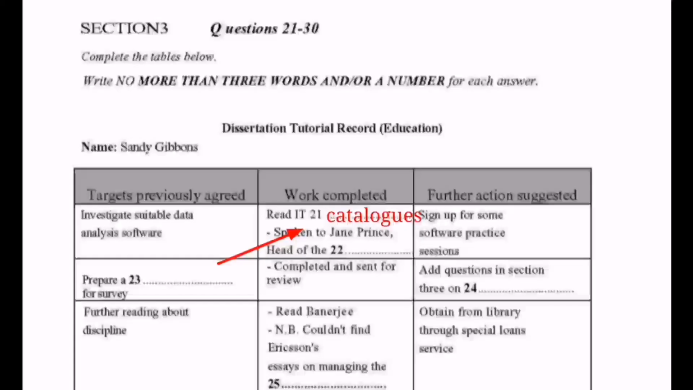That's a good idea. So our answer for question number 21 is catalog, because in the audio we listened to: I decided to do was to look through catalogues specialising in IT. Let's listen again.